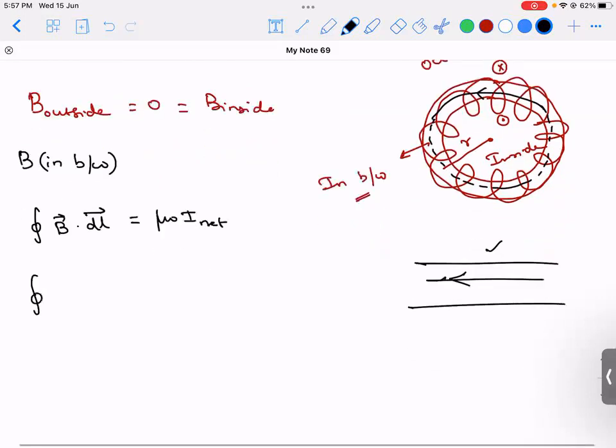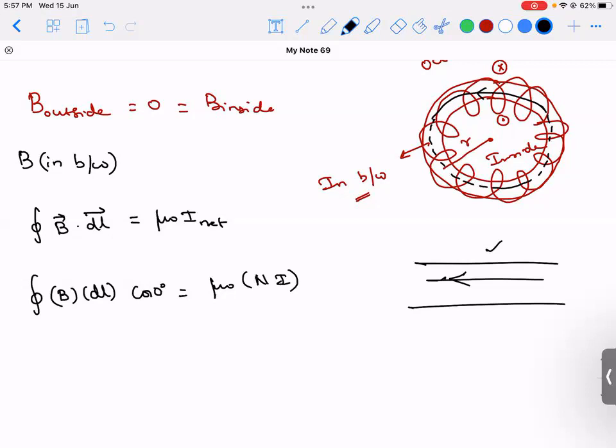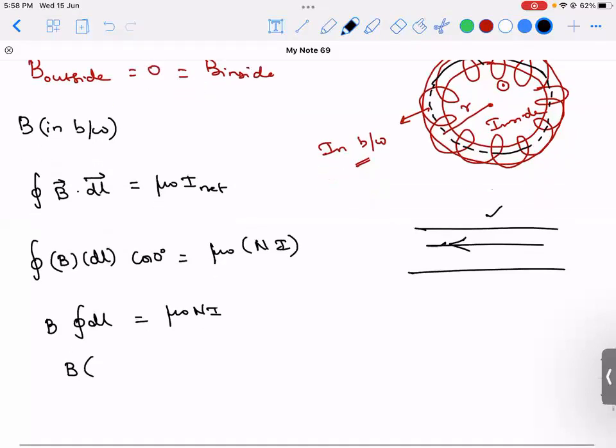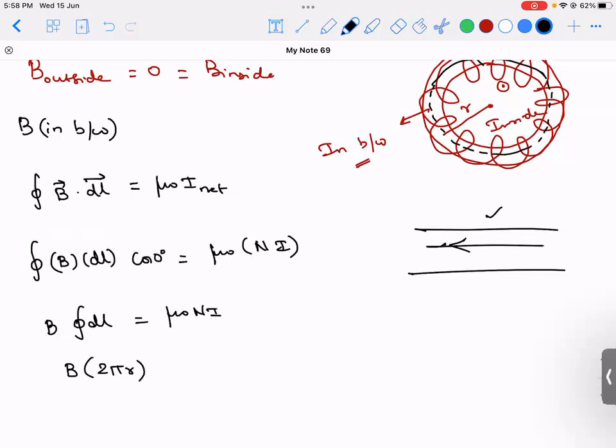The line integral of B into dl into cos 0 degrees is equal to mu naught into what is the total value of current that passed through the circuit. So how many turns are there? And so number of turns multiplied with the current. Accepted? Correct? So what should I do to that B? B will come out of the integral. B into the line integral of dl will be equal to mu naught into n into I. What is the line integral of dl? 2 pi r. 2 pi r will be equal to mu naught into n into I, which implies B will be equal to mu naught into n divided by 2 pi r into I.